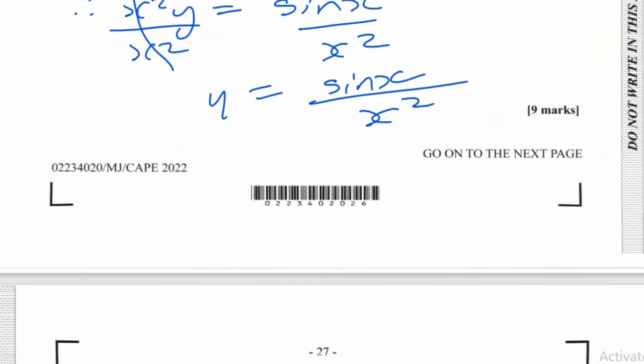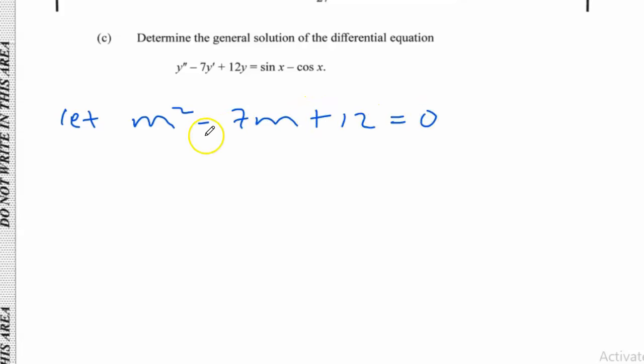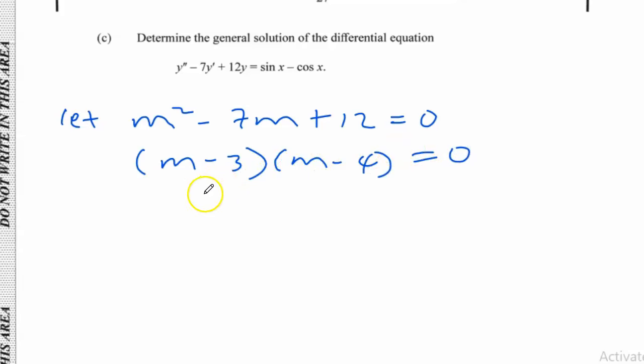Now we're on to the final section of the paper, which is part C, question 6, part C. A second order differential equation. Let's find the auxiliary equation first. m squared minus 7m plus 12 equals 0. And this can be easily factorized. m minus 3, m minus 4 equals 0. Equate both factors to 0 and solve. We get m equals 3, m equals 4.